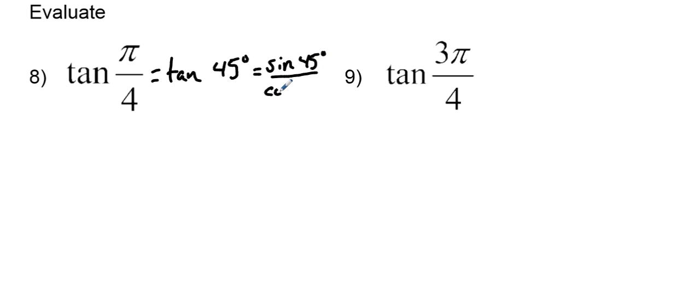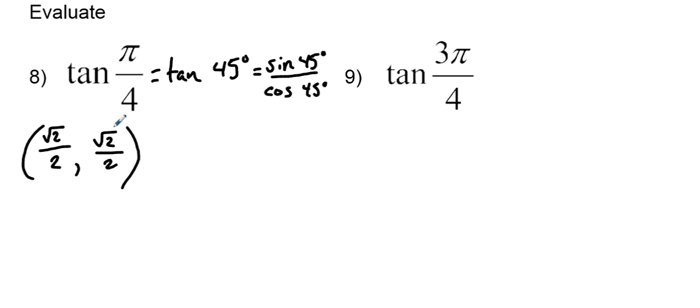of 45 degrees. We know that to find tangent, it's sine over cosine. The coordinates at 45 degrees are radical 2 over 2, comma, radical 2 over 2. Now remember, for 45 degrees, the cosine and the sine are the same. Now, if you have one of these angles that end in 5, there's something that's always going to happen, and we'll see if we can determine what that is.